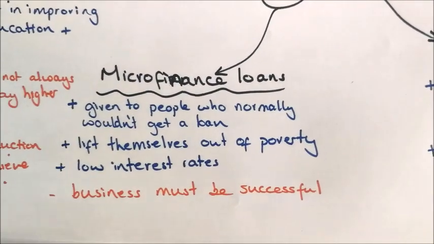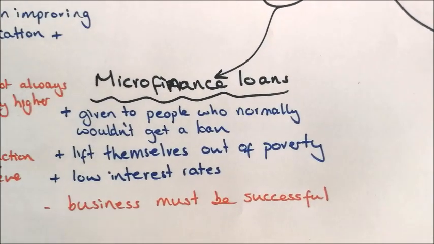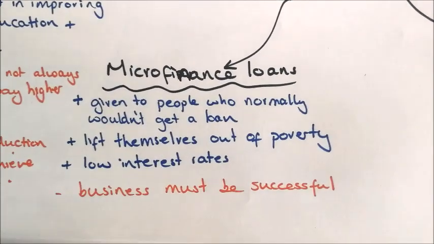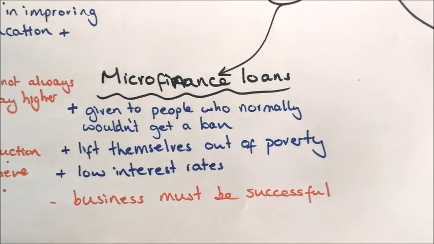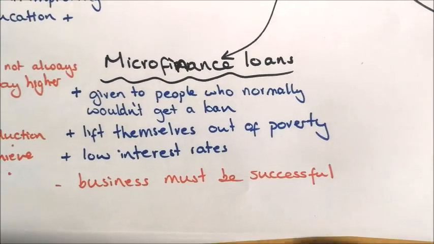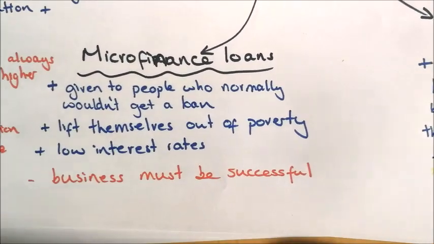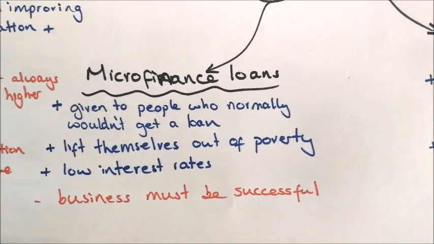The loans given through the microfinance scheme generally have a low or non-existent interest rate, again meaning that they don't need repaying. Once a business has been set up, if it's successful, the person is then able to support themselves. However, it is reliant on that business being successful.